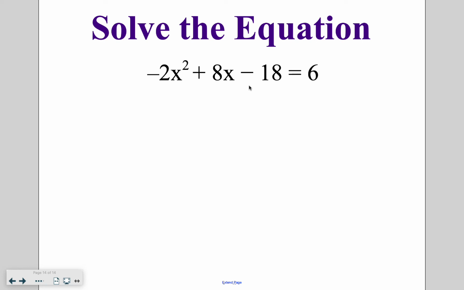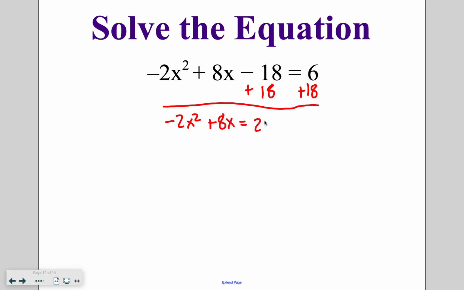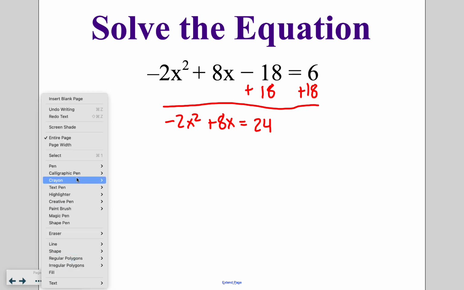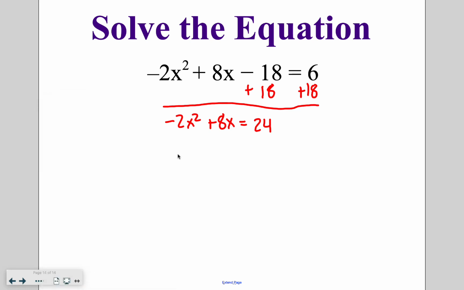So for this final example here, I'm going to start by adding 18 to both sides of the equation. And I end up with -2x squared plus 8x is equal to +24. Then I am going to go ahead and divide all pieces of my equation by a -2 so that I have just x squared in the front minus 4x is equal to -12.